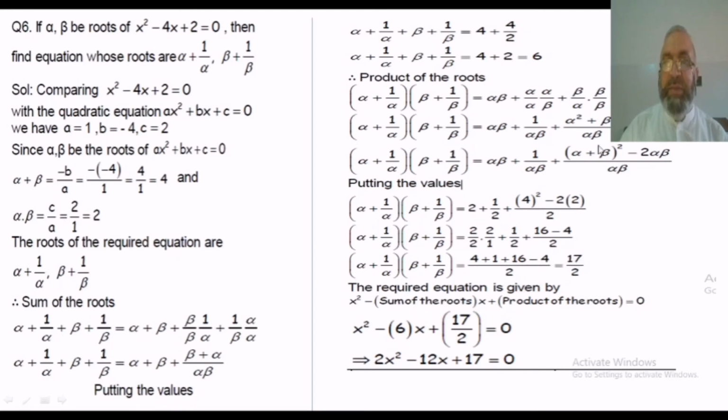So by putting the values of the sum and product of the roots, the required equation becomes x square minus sum of the roots into x plus product of the roots is equal to 0. That is x square minus 6 into x plus product of the roots 17 by 2 is equal to 0. Now multiply both sides by 2 to remove this 2. We get 2x square minus 12x plus 17 is equal to 0, which is the required equation.